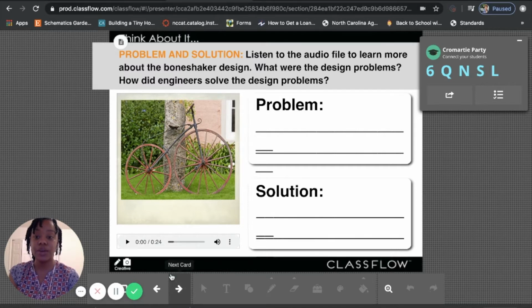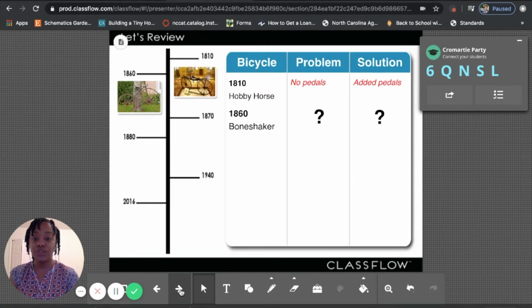Now we're going to listen to yet another audio clip. Press play, and it says, listen to the audio file to learn more about the bone shaker design. What are the design problems? How did engineers solve the design problems? Pause the video and take a moment to answer this in these boxes.